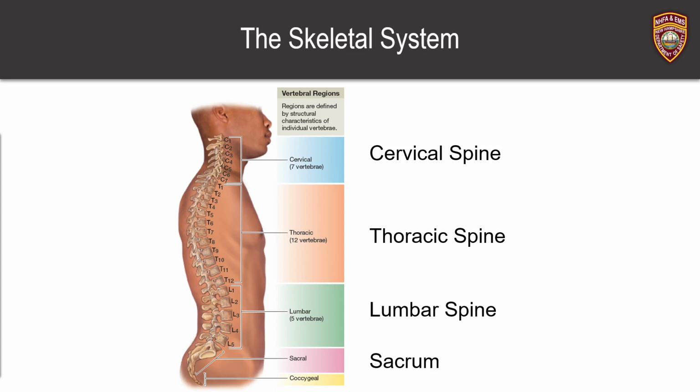And then we have the sacrum and the coccyx. The sacrum is sort of the back part of the pelvis. And these are not individual vertebrae. Maybe they were at some point tens of thousands of years ago. But ever since we've been human, these have all been bound together, fused together. And then we have the coccyx, which is our tailbone.